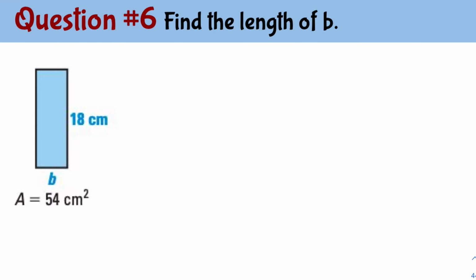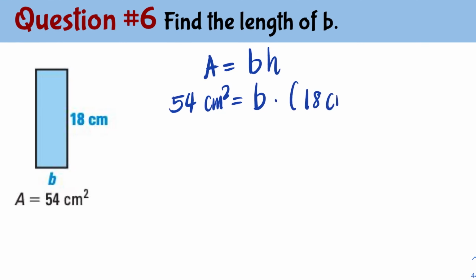Question number 6. Find the length of b. Since it is a rectangle, then we will be using area is equal to base times height. The area is 54 centimeters squared. The base is missing. And the height is 18 centimeters. So how do we solve for b? Do the inverse operation, right?